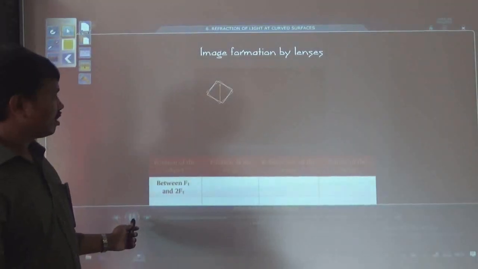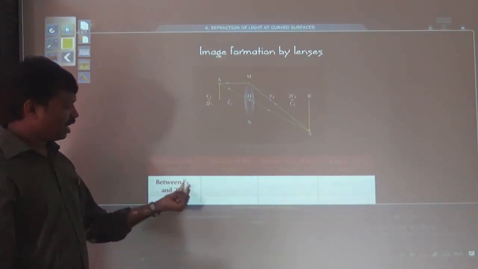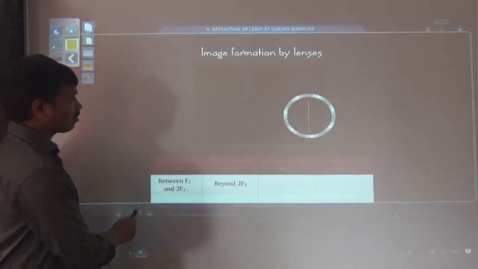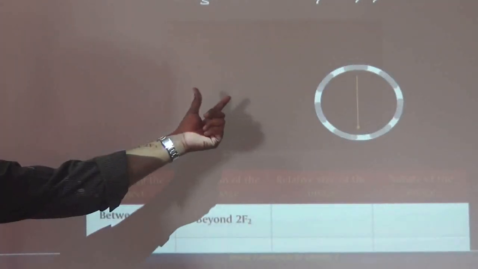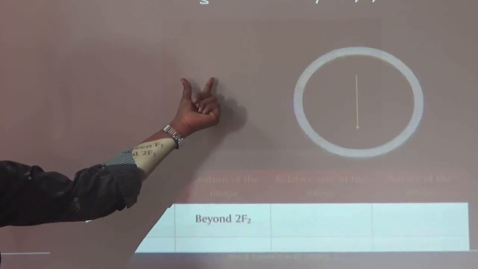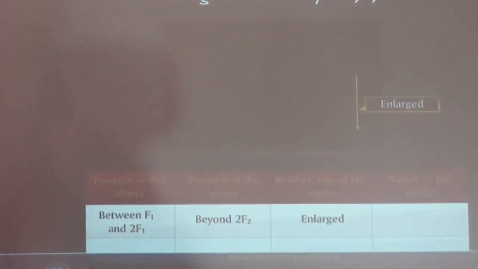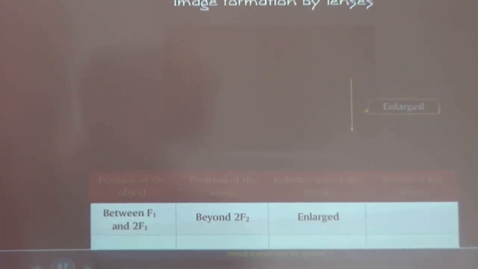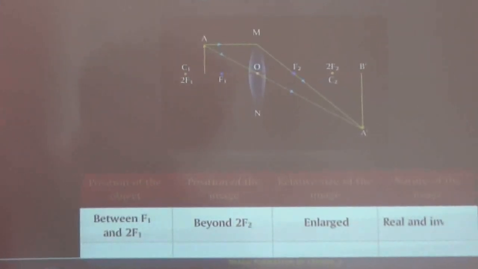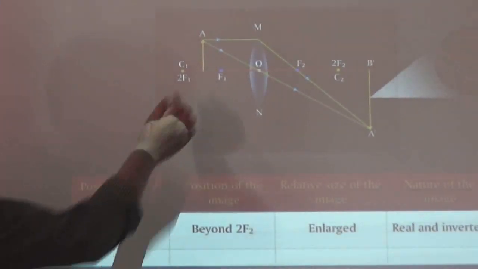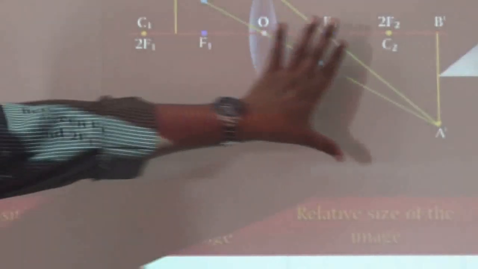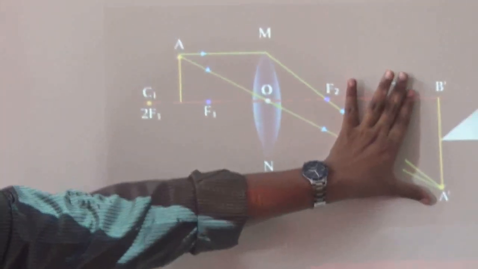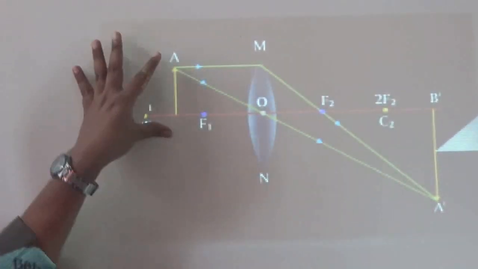Now case 4: the object is between F1 and 2F1. That means the object is between the center of curvature and the focus. The image is real, vertically inverted and enlarged. The image size, compared to the object, is much bigger than the object.